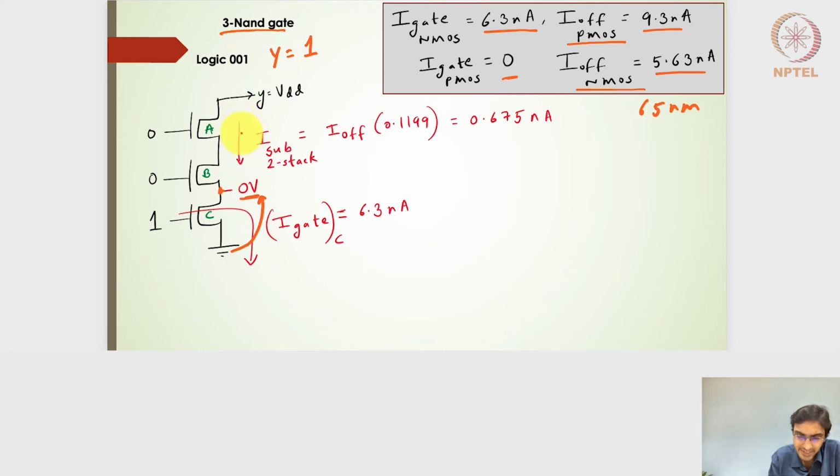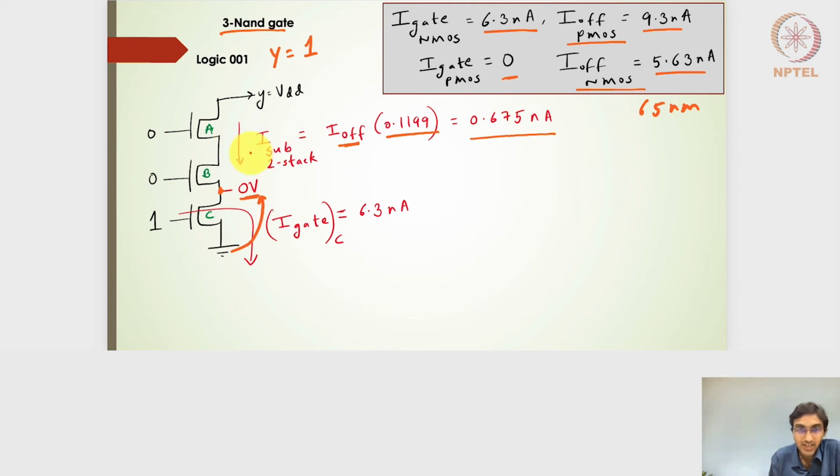So my subthreshold leakage current, because of these two stacked transistors, with VDD on one side and 0 volt on the other side, will be 0.1199 of the I off current. The I off current of the NMOS side is 5.63, so it will be nothing but 0.675 nanoamperes, right? And this we calculated for the subthreshold leakage current.